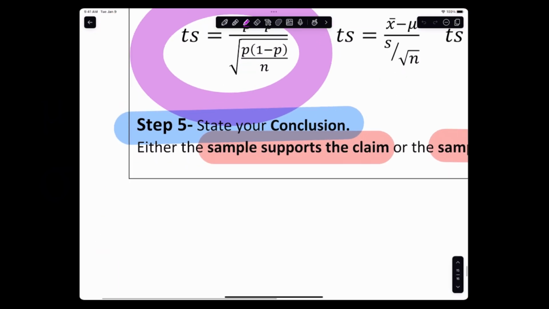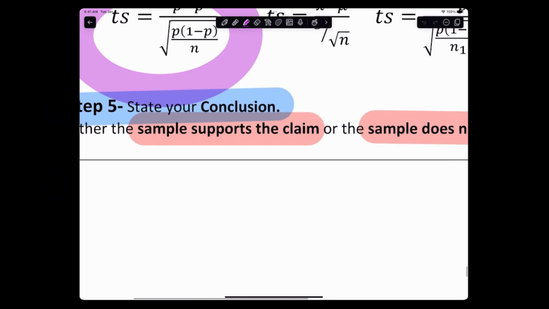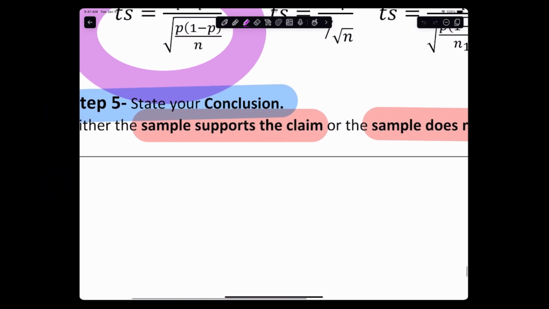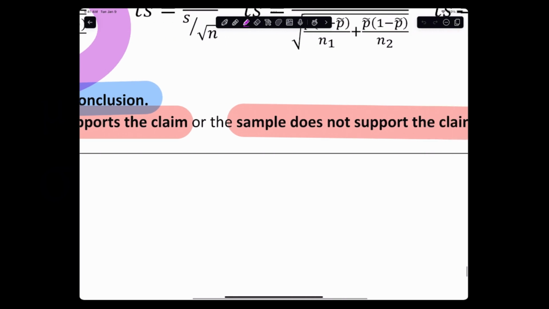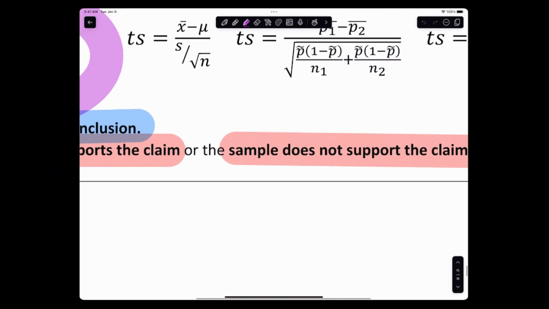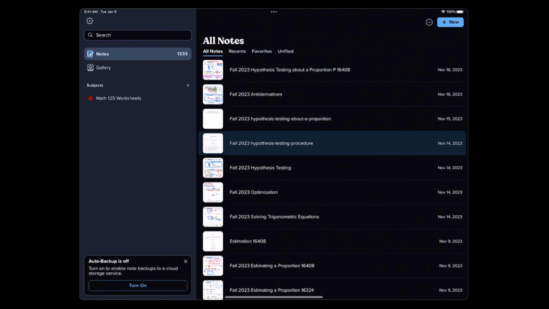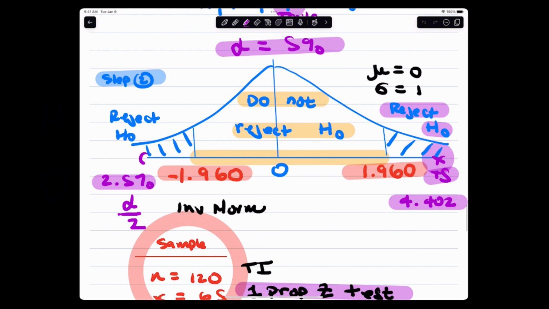The last step is to state your conclusion. And you have two types. It says you're either going to say this: the sample supports the claim, or the sample does not support the claim. It's one of these two statements. You say, well, how do I know? Go back here, right? We're almost done, ladies and gentlemen.